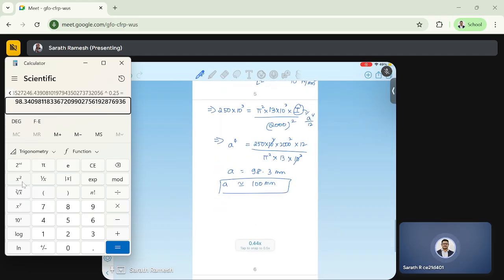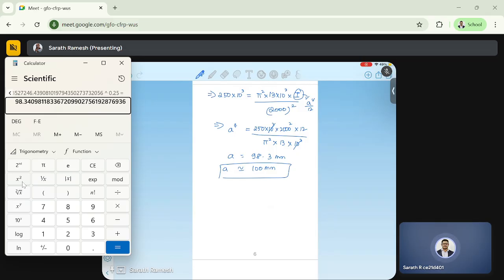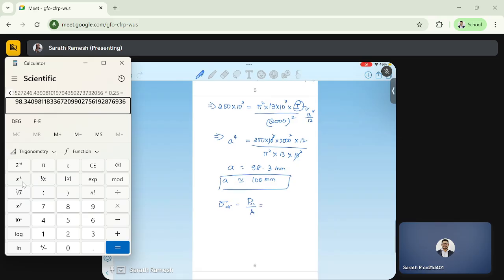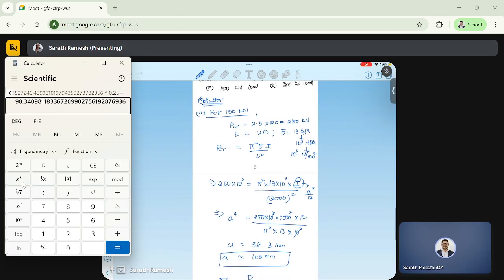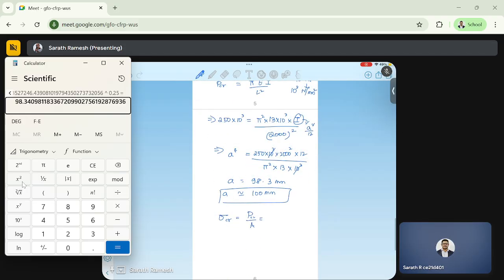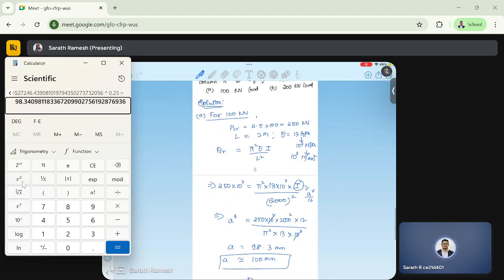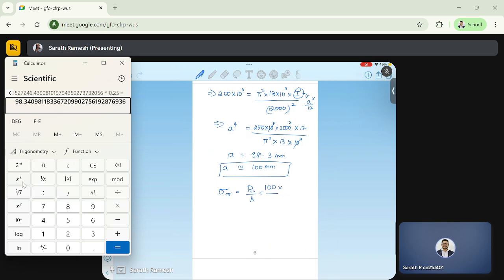Now, of course, we can check the sigma critical, which is P critical by A. Usually in case of sigma critical, we avoid the factor of safety. So the load is 100 into 10 power 3 by 100 times 100, which is 10 megapascal. So it is safe.